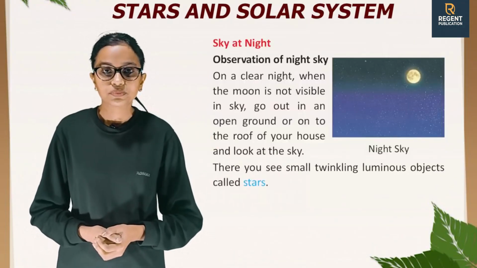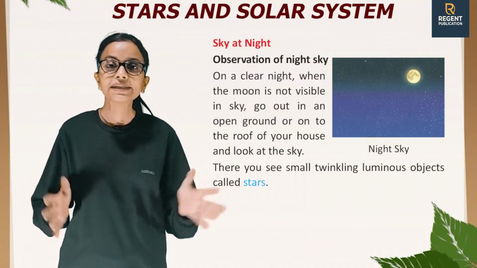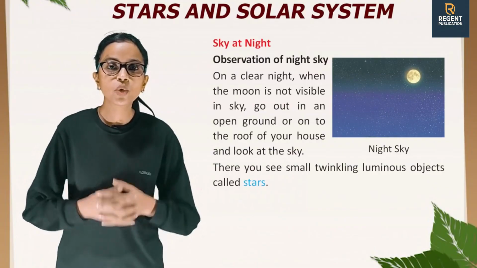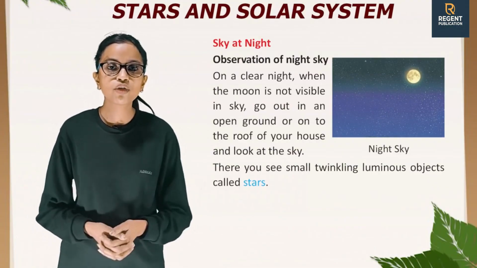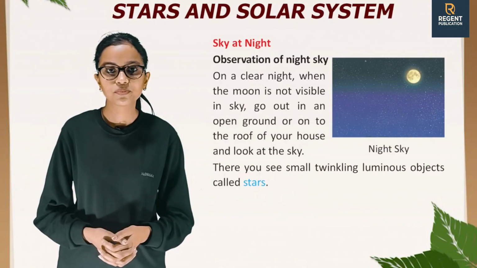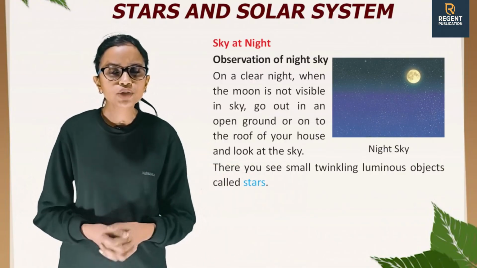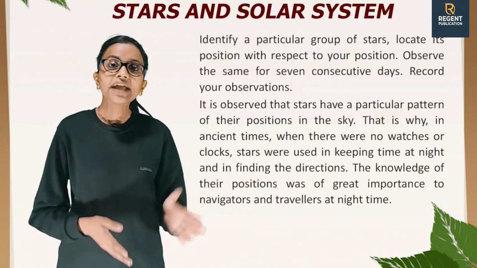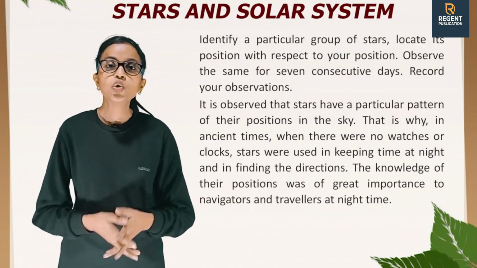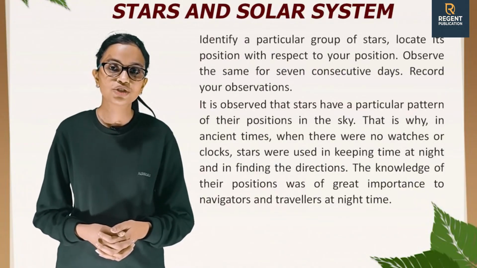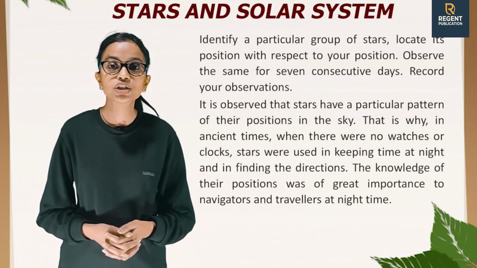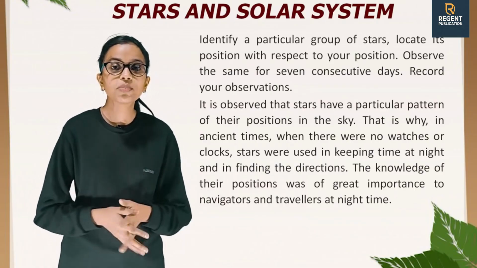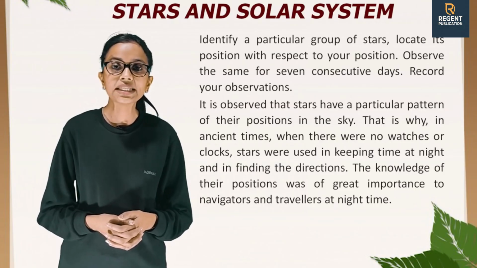Sky at night. Observation of night sky. On a clear night, when the moon is not visible in the sky, go out in an open ground or onto the roof of your house and look at the sky. There, you see small twinkling luminous objects called stars. Identify a particular group of stars. Locate its position with respect to your position. Observe the same for 7 consecutive days. Record your observation. It is observed that stars have a particular pattern of their positions in the sky.